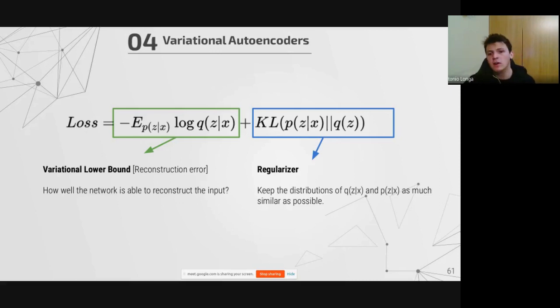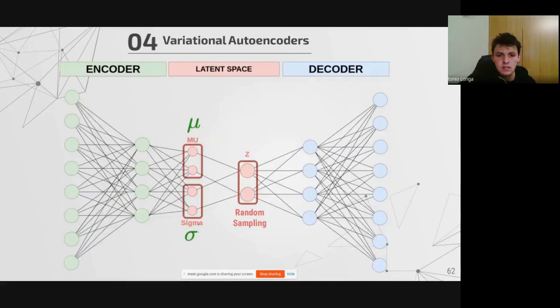And the second part is the regularizer, in which we keep the distribution of q(z|x) and p(z) as much similar as possible, okay? And we can use this loss here to train our model. So this one is the model.